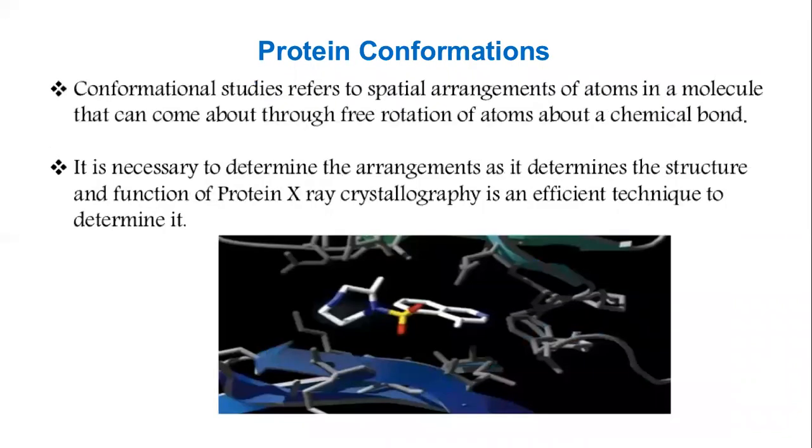And then again, it speaks volumes about the conformational states of the proteins and the spatial arrangement of atoms in a molecule that can come about because of the free rotations of atoms about a chemical bond. And it is necessary to determine the arrangement because it helps us understand the structure and thereby function of a protein.